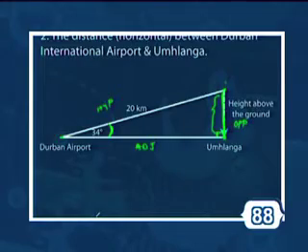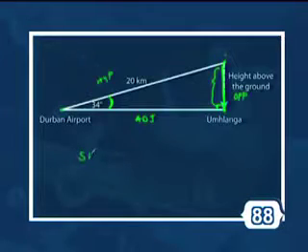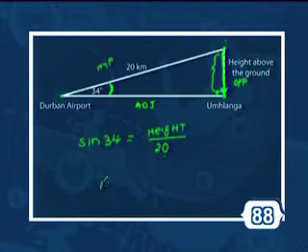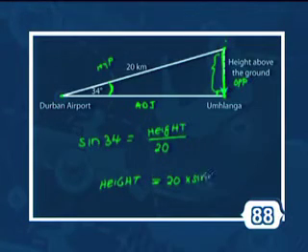So therefore, working with the information that you are given, we are interested in the ratio opposite over hypotenuse, which would be the ratio for sine. So therefore, I can say sine of 34 degrees is the opposite, which is the height, all over the hypotenuse, which is 20 k's. And therefore, in order to work out the height, I just need to multiply both sides by 20. So I get the height as 20 times sine 34.